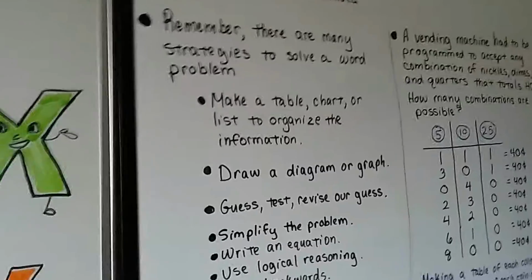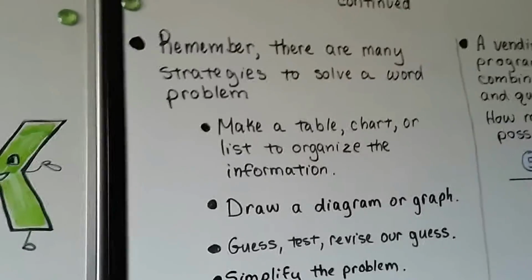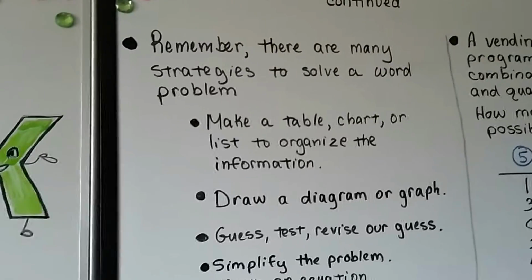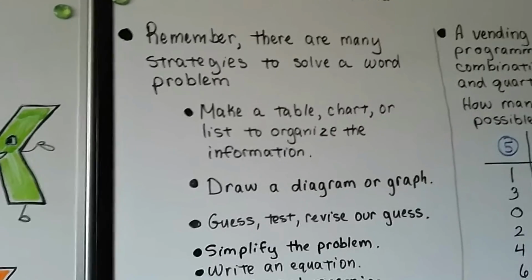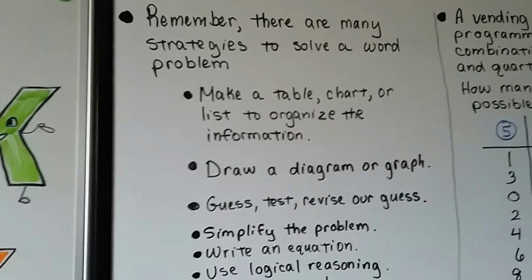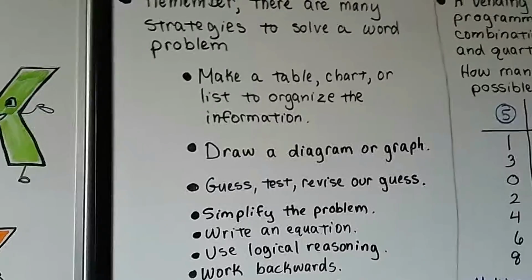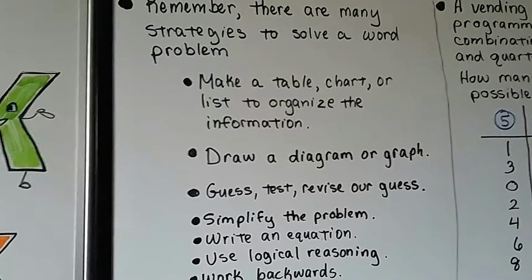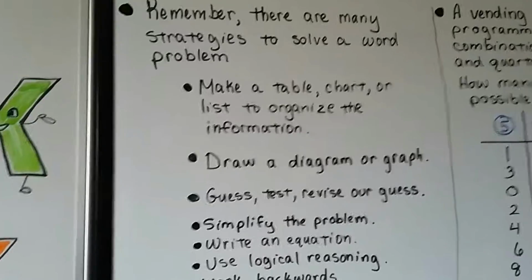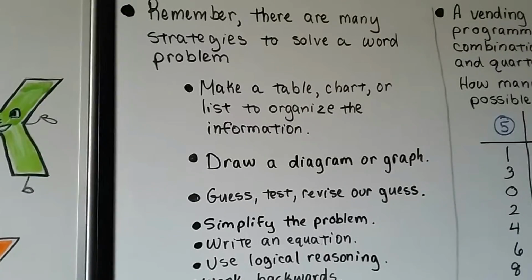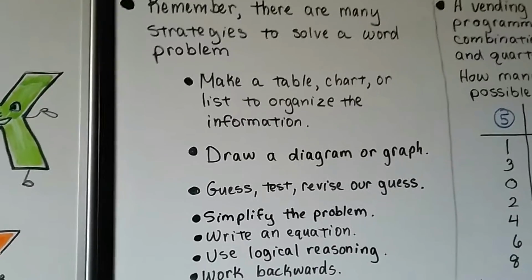So remember, there's many strategies to solve a word problem. We can make a table, a chart, or a list to organize the information like we just did. We could even draw a diagram or a graph. Draw little pictures on your scratch paper. We could guess, test, and revise our guess. So we could guess a number, put it into the equation or whatever to see if it worked. And if it's too high or too low, we revise it and change it.